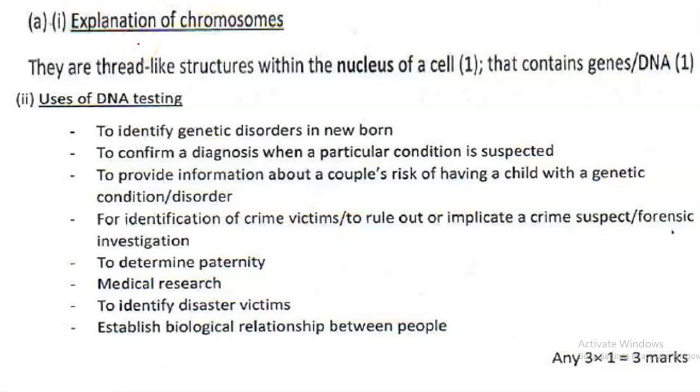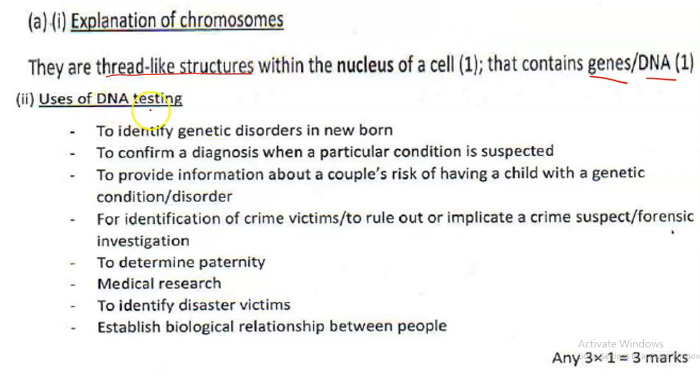So we first look at the chromosomes. The chromosomes are thread-like structures within the nucleus of a cell that contain genes or DNA. And there are key words that you need to take note. So genes and then DNA. If a candidate is able to state this, one mark, and then thread-like structures you go for another 1 mark. So making 2 marks here.